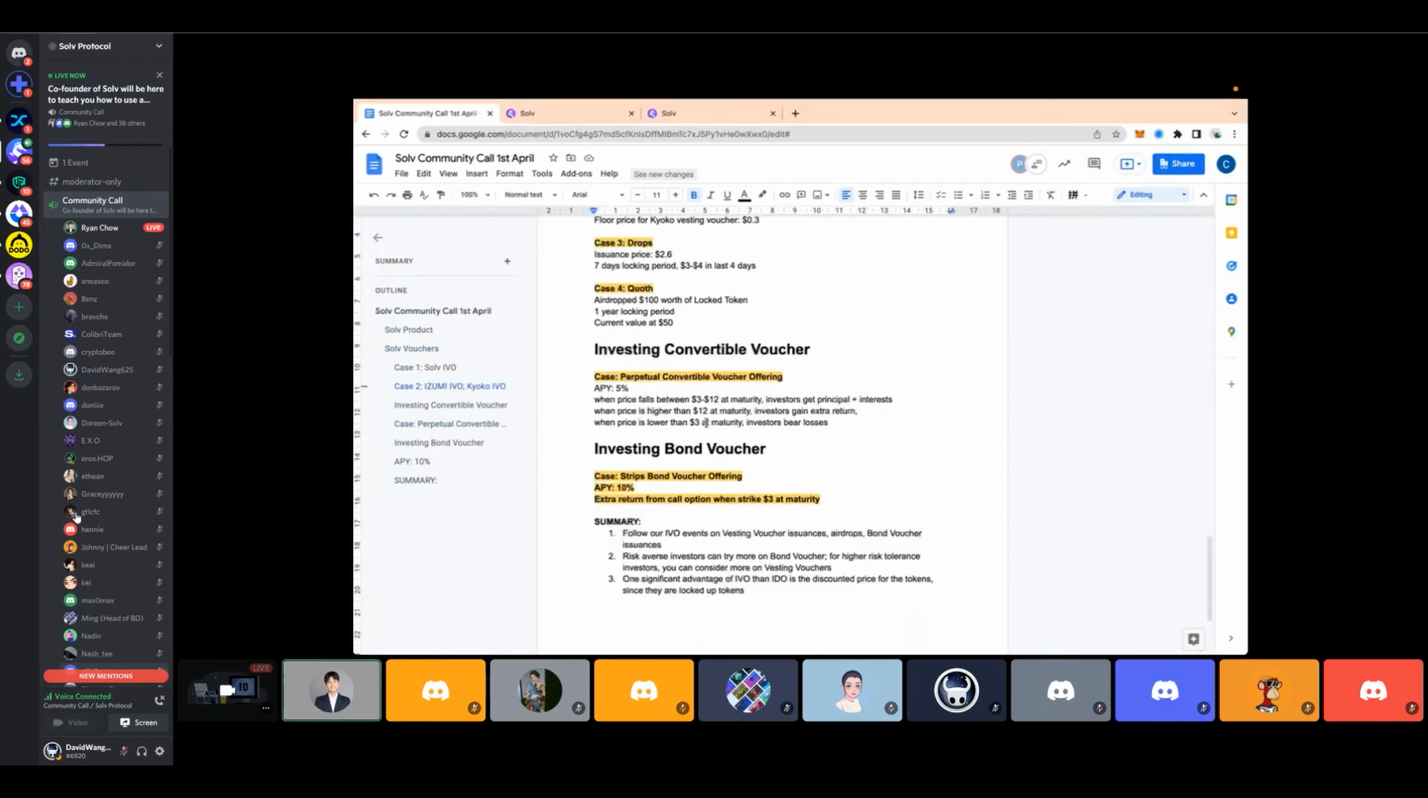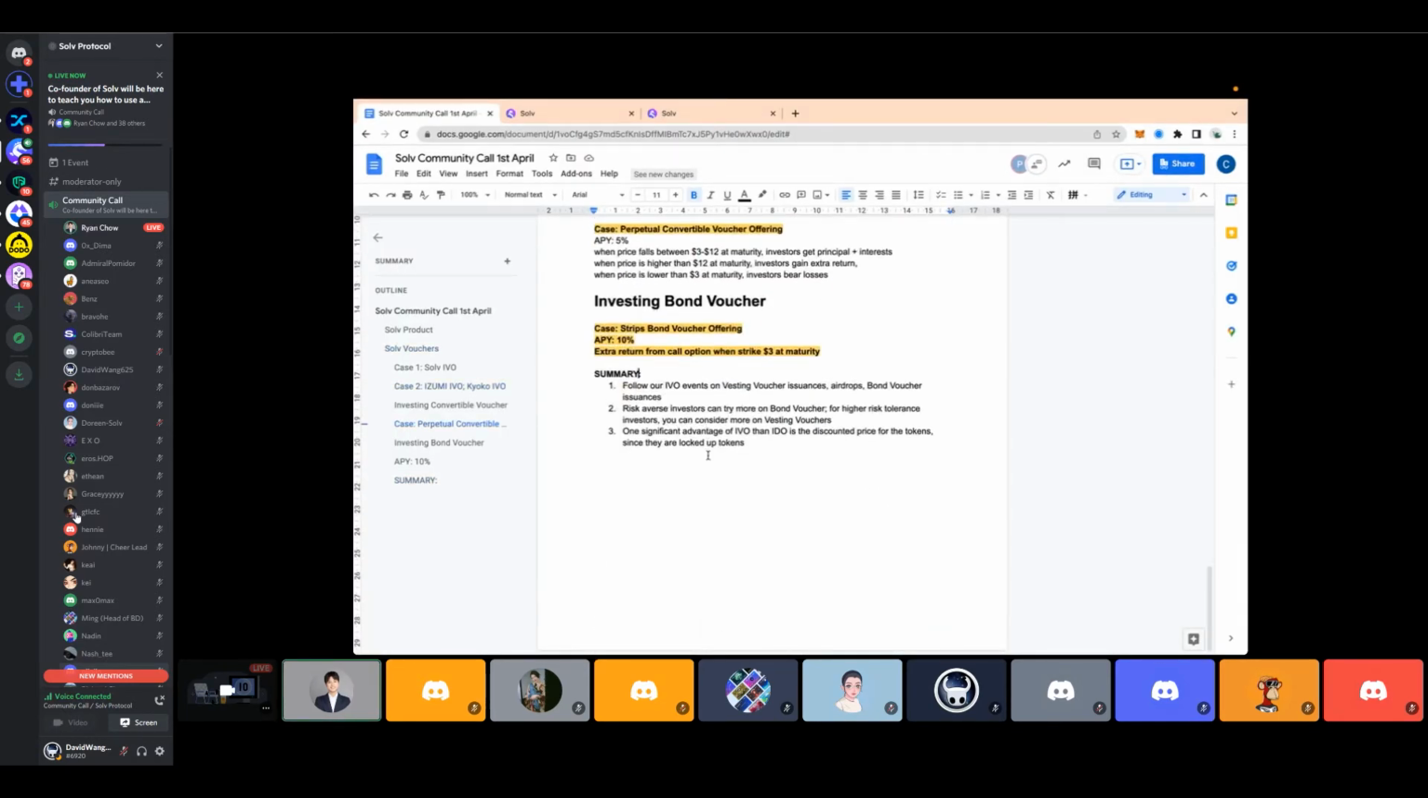It's a very quick summary here. First is to follow our IPO events on vesting voucher issuance, airdrops, and bond voucher issuances. I do believe that if you just follow all the events, you can earn some money. And especially we will help you to select some very quality IPO projects. That's the first thing.